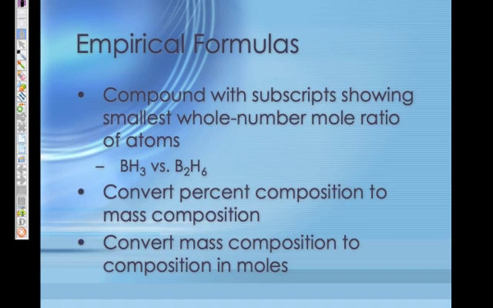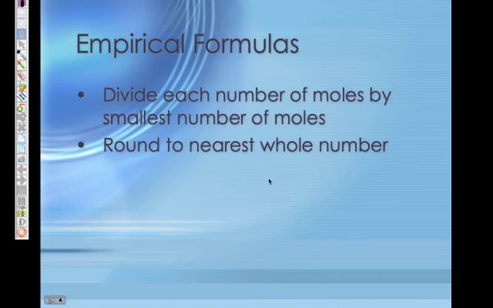And then we're going to convert mass into moles, and then you will simplify them. We're going to divide by the smallest amount of moles to make a ratio. That ratio will become the subscripts in our empirical formula. Now, if we get a ratio like 1.5, that is not close enough to round. You have to be from 0.8 or higher, or 0.1 or lower, to round. Otherwise, you multiply, like 1.5 by 2 to get a whole number. We'll go through an example and show you what that means.